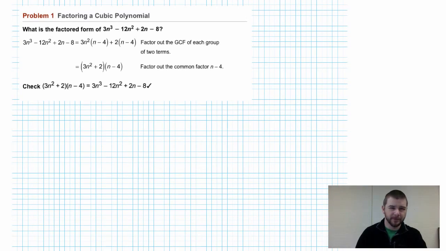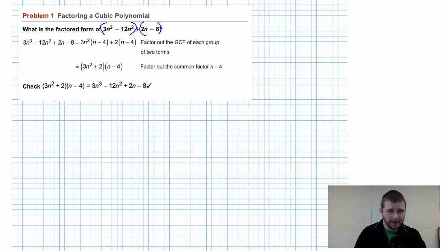Example problem number 1, factoring a cubic polynomial. What is the factored form of 3n cubed minus 12n squared plus 2n minus 8? What you'll find is, if we attempt to factor by grouping, we'll have a much easier time finding a solution. As you've previously seen, upon grouping this polynomial into two binomials, we'll then seek out a greatest common factor in each binomial. So I'll continue work here to the right of the screen.